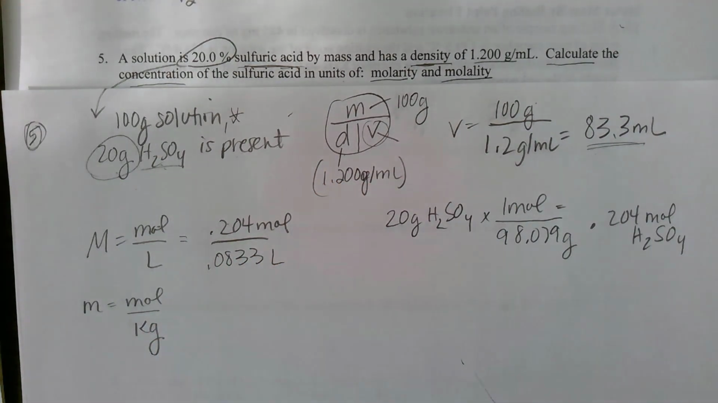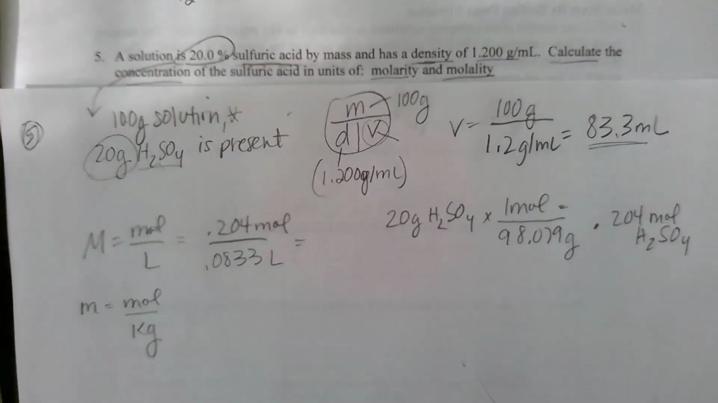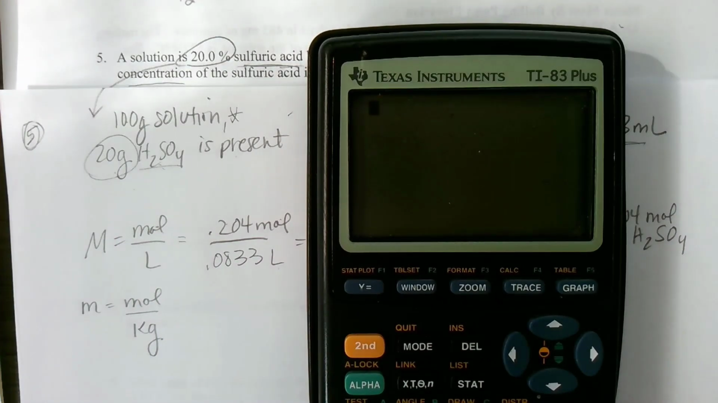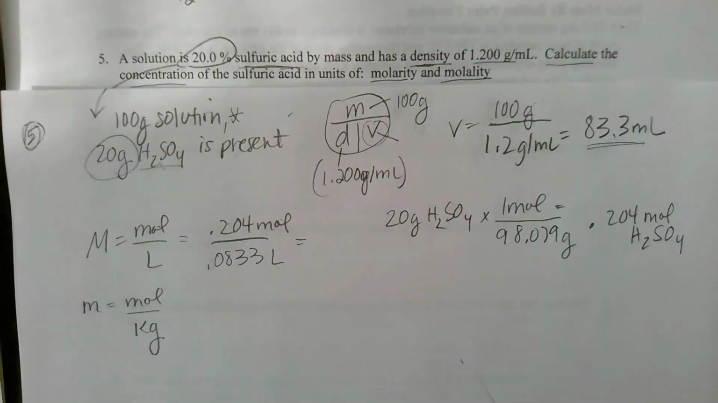Okay, this will let me get concentration. So I can take my moles of acid divided by liters of the whole solution. 0.204 divided by 0.0833. We get a concentration of 2.45 molar.